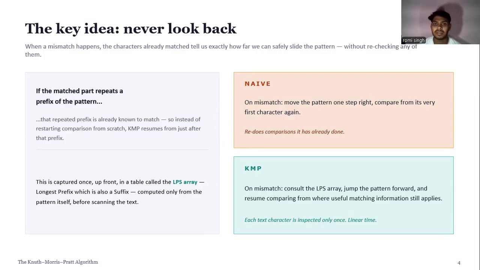Naive: one mismatch moves the pattern one step right, and we compare from its first character again. It means that if we have one mismatch, we are one step closer to the goal. We don't need to go back.